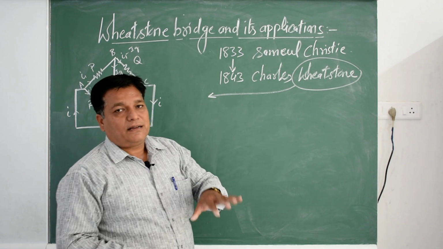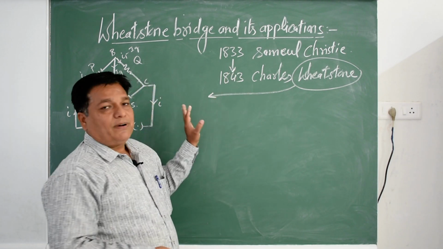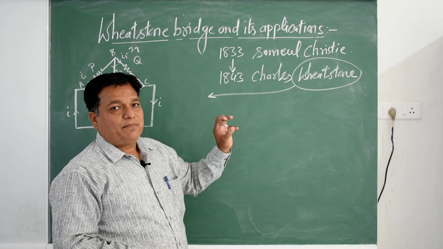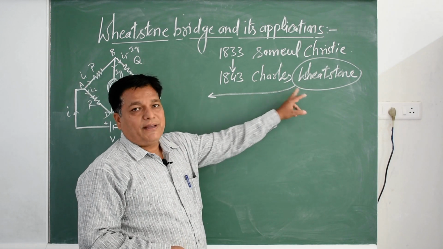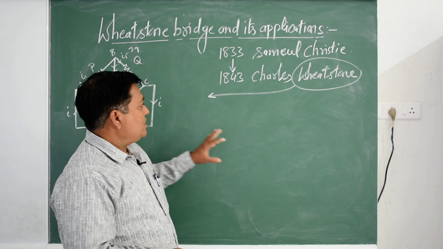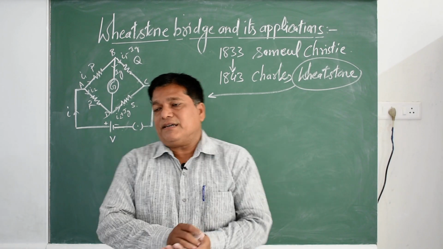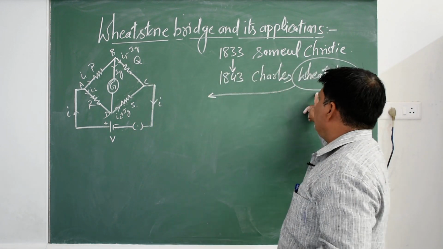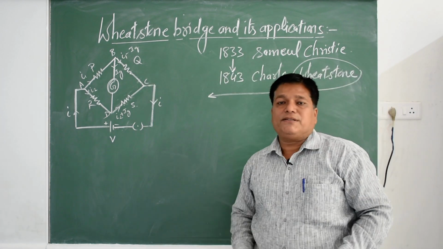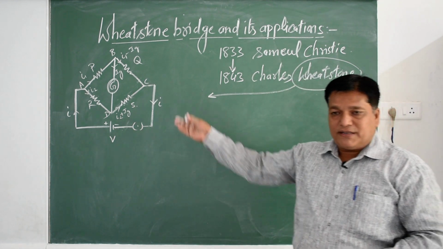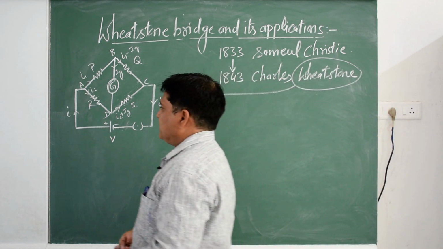Ten years after the invention, this device was modified and popularized by Charles Wheatstone in 1843. So the name of this device comes from the name of Charles Wheatstone. That's why this device is called the Wheatstone bridge. Now let us come to the Wheatstone bridge. What do we understand by it?